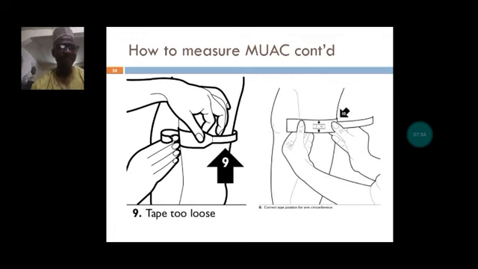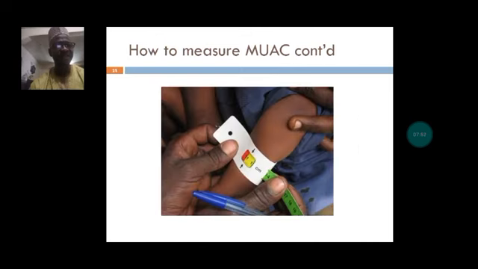The tension has to be precise. You don't allow the tape to be loose. Accurate measurement can be achieved with practice, but as you measure, it shouldn't be too tight and it shouldn't be too loose. Just the correct measurement is needed, and the indicator is there for you to measure and assess if the child is severely malnourished or moderately malnourished.